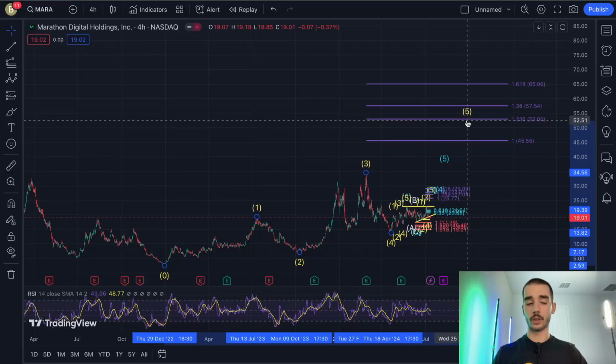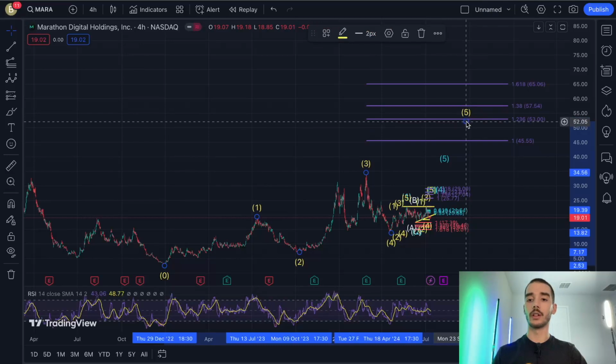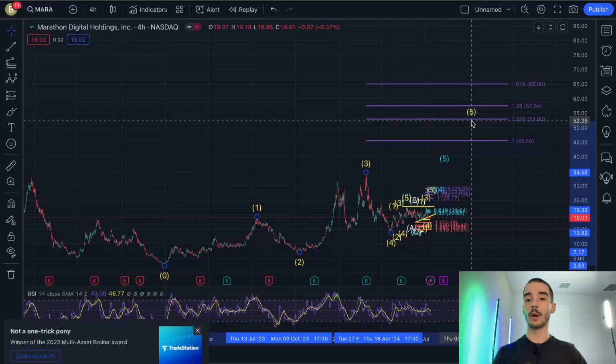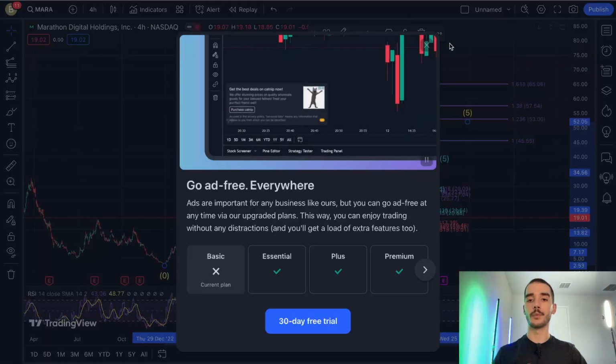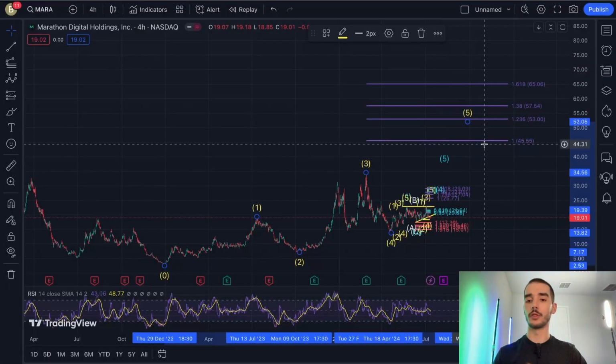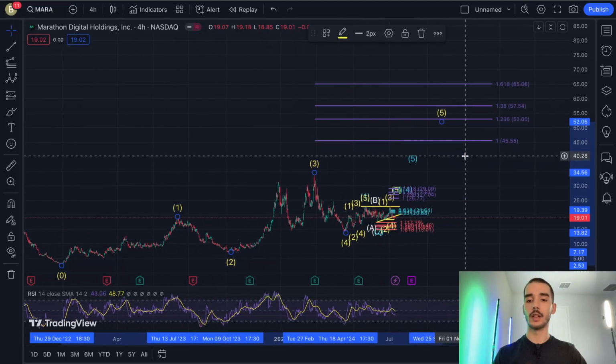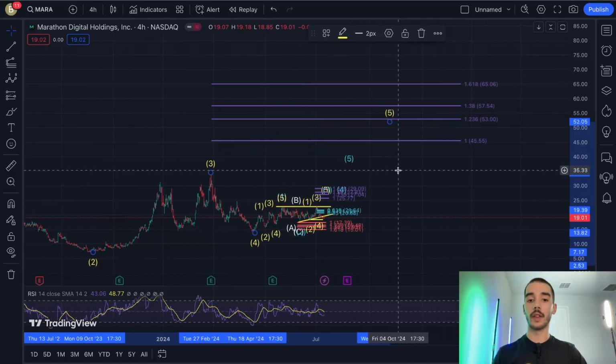Although, of course, I always consider these to be very conservative in my opinion. We're going to say about $50 will be our conservative bull market top for Mara as of right now. This can change at a future date.